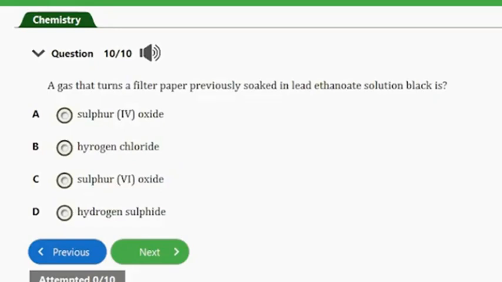Here it says a gas that turns a filter paper previously soaked in lead ethanoic solution black is A, sulfur 4 oxide, B, hydrogen chloride, C, sulfur 6 oxide, D, hydrogen sulfide. The answer to this question is option D, and that's hydrogen sulfide. So hydrogen sulfide turns a filter paper previously soaked in lead ethanoic solution black due to the formation of lead sulfide. So that's it for that question, and this is where we'll end this video for today.